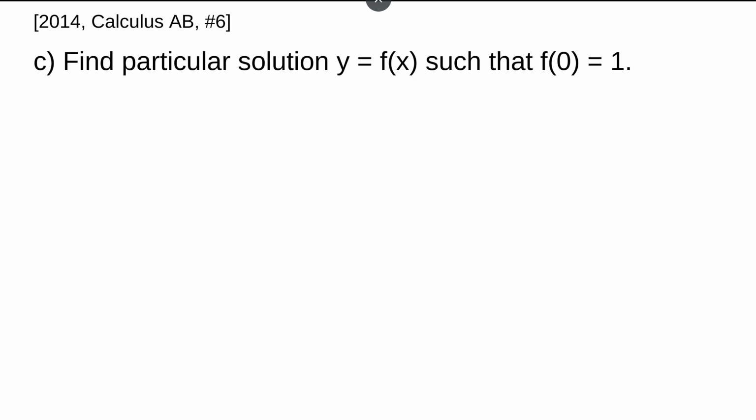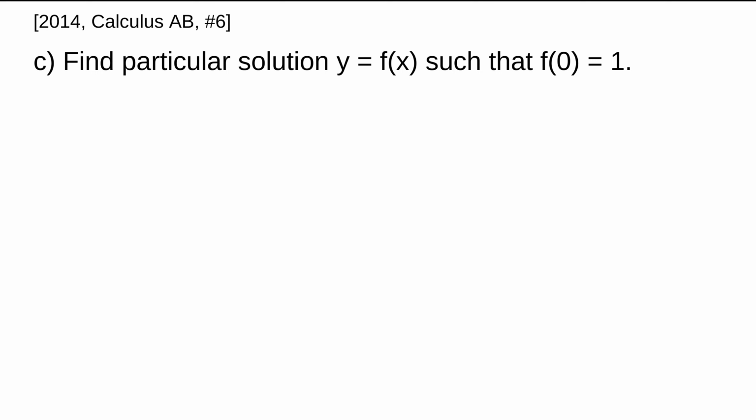In part C, we are asked to find the particular solution y equals f of x such that f of 0 is 1. Now, in order to find the particular solution, we will have to solve the differential equation. And for the AB exam, really the only way you have to solve these would be separation of variables, given the way that dy dx is presented. That is the expectation. Many of the scoring guidelines for questions like this state that if you don't use separation of variables, you could fail to earn any of the points for this particular part.